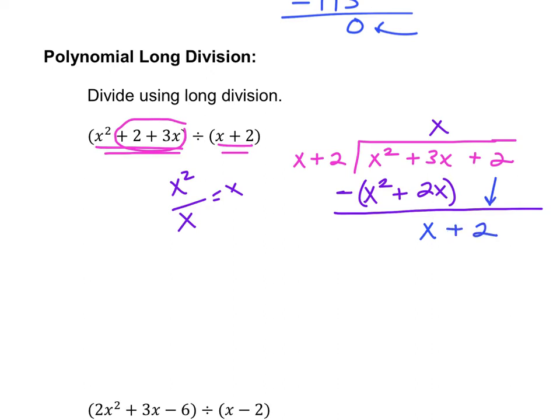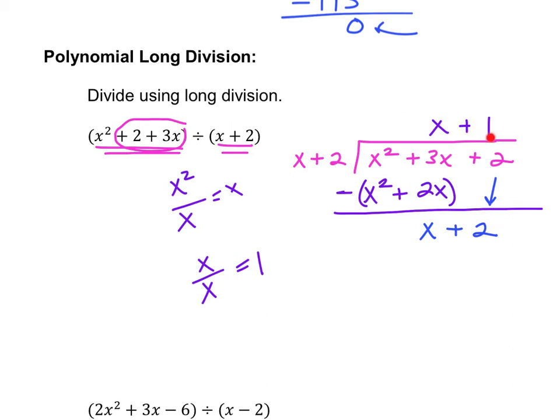All right, now we no longer have an x squared. Now it's an x. So we're going to take this x and divide it by this x. Again, I can do that work off on the side. x divided by x equals 1. So that's what goes up top. Plus, because it's positive, 1.